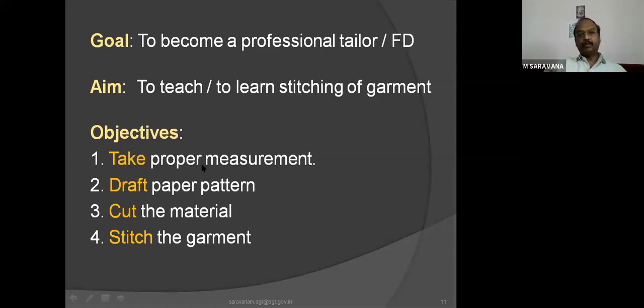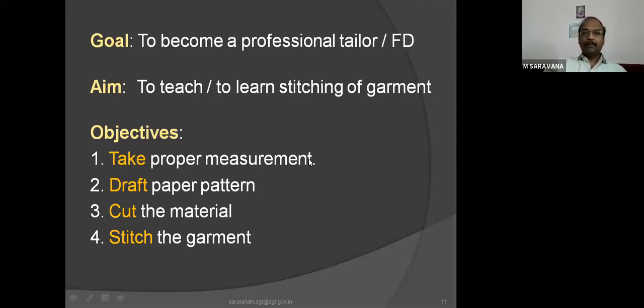So these are the processes involved in designing a garment. Fashion designers, garment designers or dressmaking trade teachers will follow this procedure: taking measurements, drafting the paper pattern, cutting the material, and stitching the garment. How we write the statements, please observe.